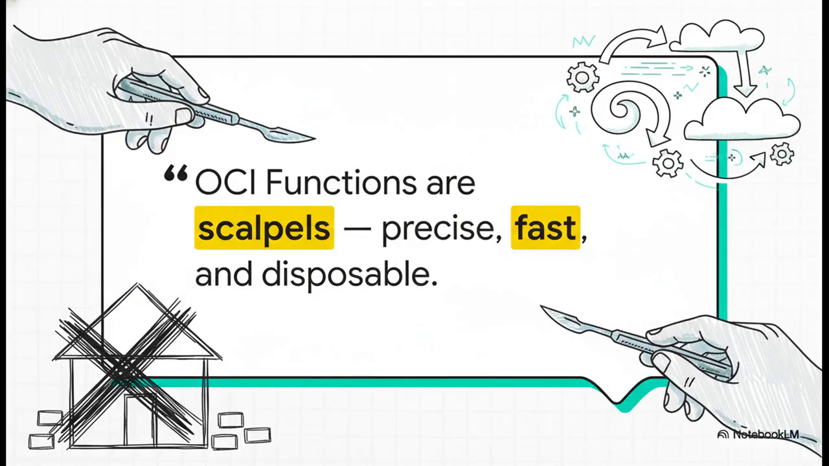So if OIC is our conductor, then OCI Functions are like surgical scalpels. You use them for these very precise, quick, targeted operations, right?